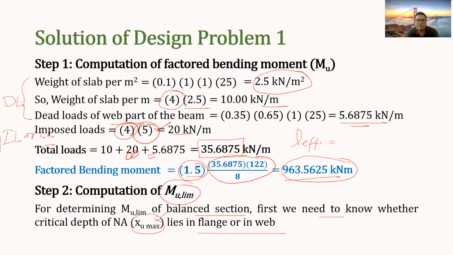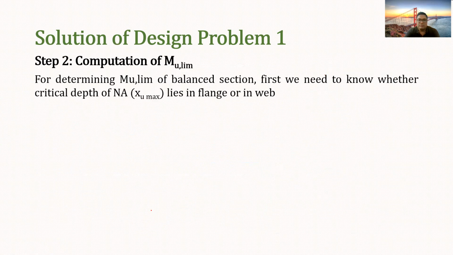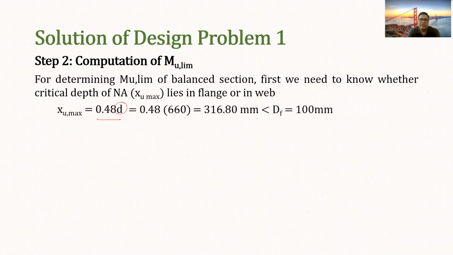whether it lies in the flange or in the web. So if this xumax is less than Df, then we will say that our neutral axis lies in the flange, and if it is more than Df, then it will be in the web. So we know xumax is 0.48 times of d, and d is already given, which is 660. So getting this, we get the value of xumax as 316.80, and you can see this value is greater than Df, which is 100 mm. So therefore we can say that our neutral axis is lying in the web.